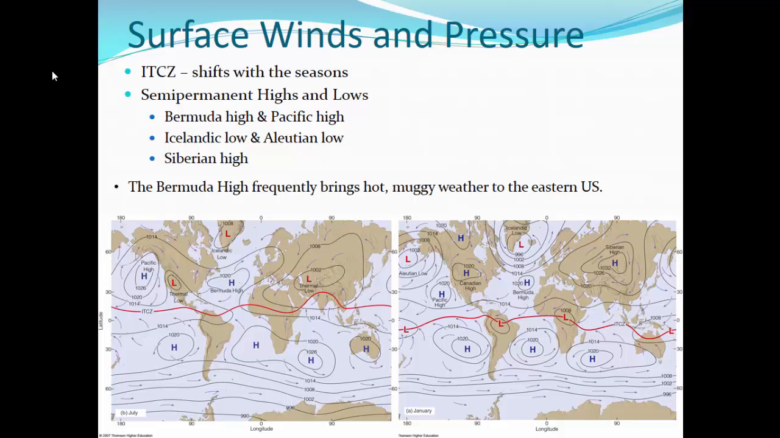In the summertime, we do get that thermal low over Asia and that thermal low over the southwestern desert, and that changes the patterns just a little bit. But you can see that Bermuda high pressure, whether it's shifted a little bit to the west in the summer or back to the east in the winter, is very significant in bringing that hot, muggy weather to the eastern United States.